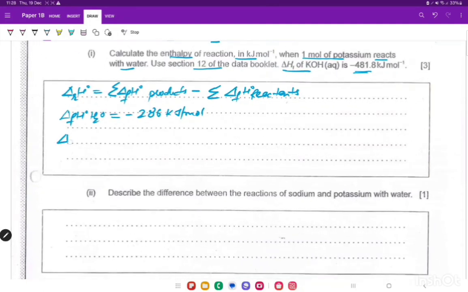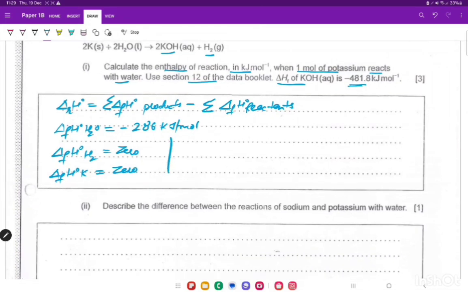And ΔHf° for an element in its elemental state, like hydrogen, is equal to 0. And for potassium, which is also in its elemental state, ΔHf° is also equal to 0. For potassium and hydrogen, ΔHf° is 0.